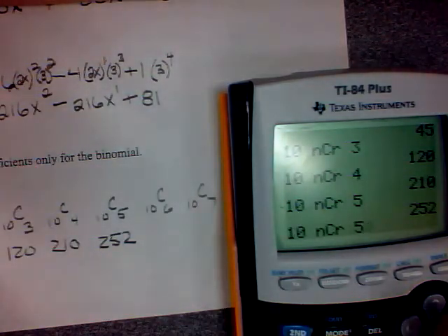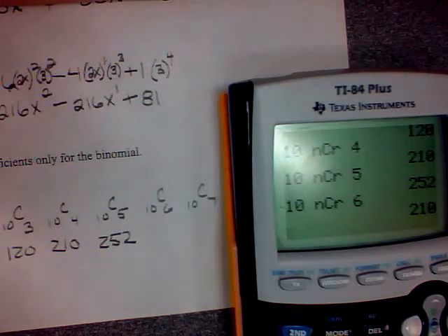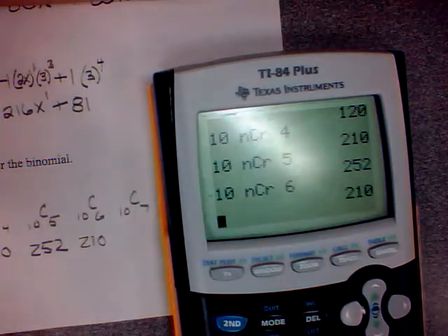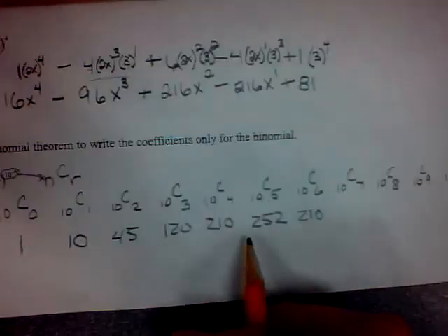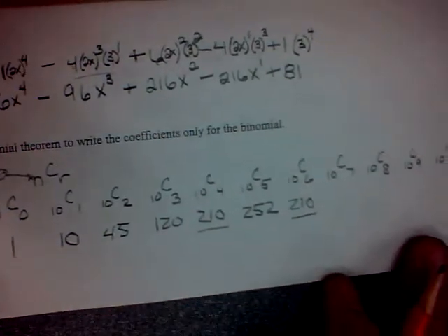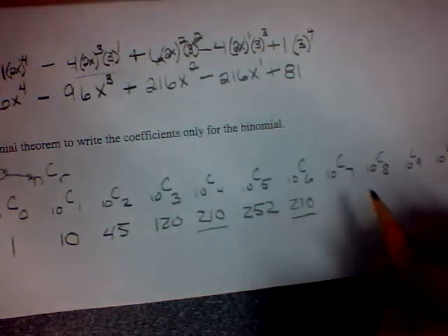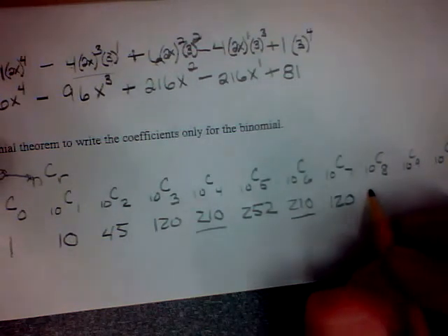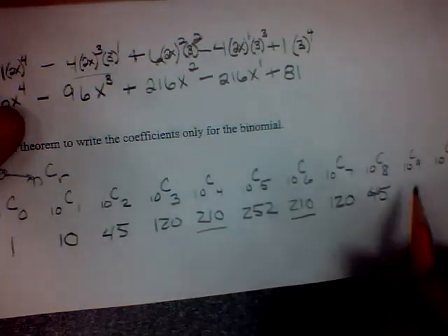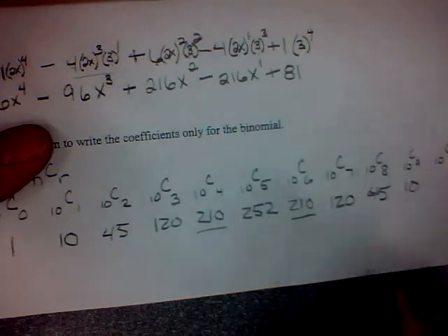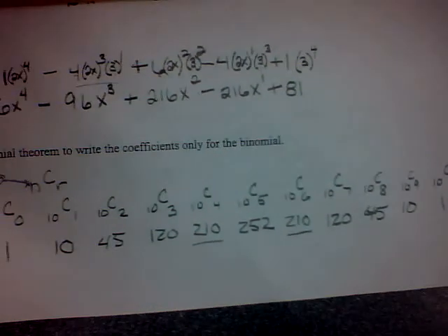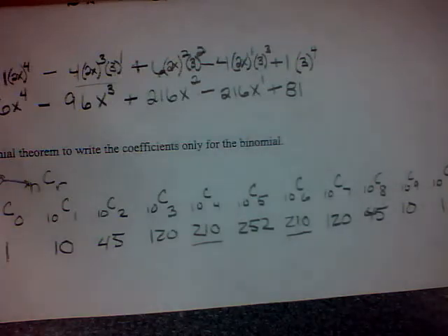And then here something special should happen. If we change this to a 6, you'll see we get 210 again. So at this point we do not need to use our calculator anymore, because in Pascal's triangle, once the numbers count up and start to repeat, which they just started to, they should start to count down. So 10 combinations of 7 should be 120, 10 combinations of 8 should be 45, 10 combinations of 9 should be 10, and 10 combinations of 10 should be 1. You could always go back and verify those on your calculator if you so choose.